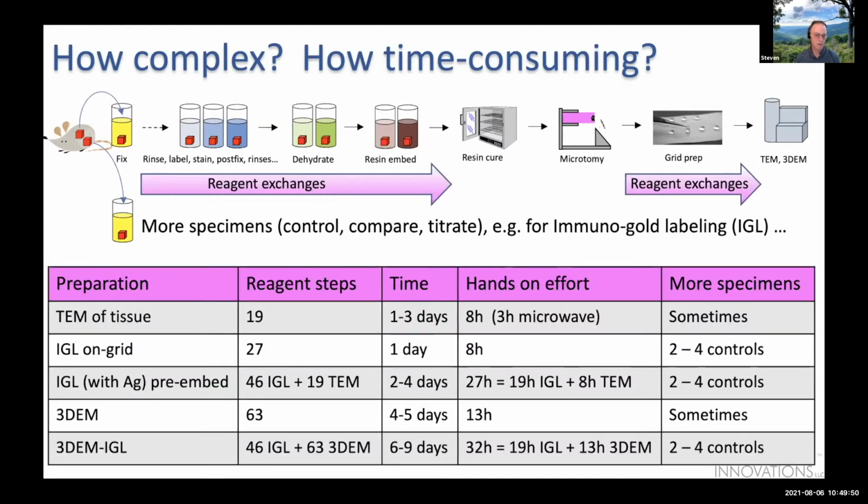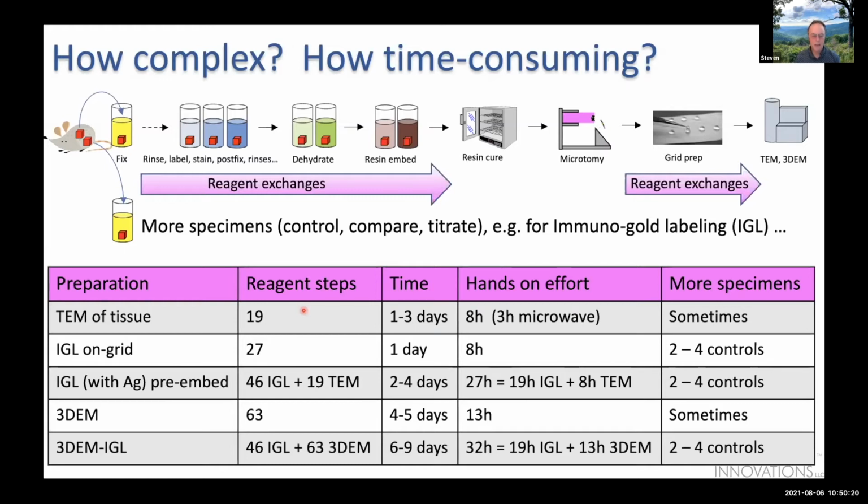And of course, these are just single snapshots of the different methods. Every lab is different. But for a typical TEM of a tissue, we're talking about 19 reagent steps from fixatives through all of the rinses and all the other reagents. In most labs, this is something like a 1 to 3 day process. The hands-on effort that we're spending at the fume hood is about 8 hours, or about 3 hours of very busy exchanges if we're doing microwave processing.